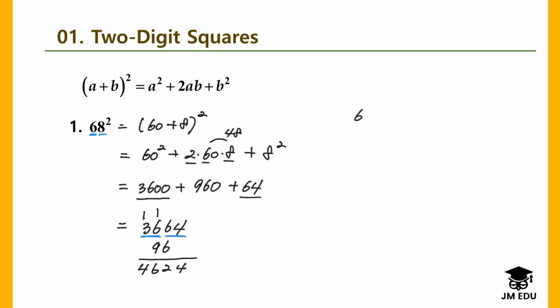So 68 squared. 6 squared, 36. 8 squared, 64. 6 times 8, 48. But 48 times 2, right? So 48 times 2, that's 96. Write 96 right here and add these two numbers vertically. So that's going to be 4,624.